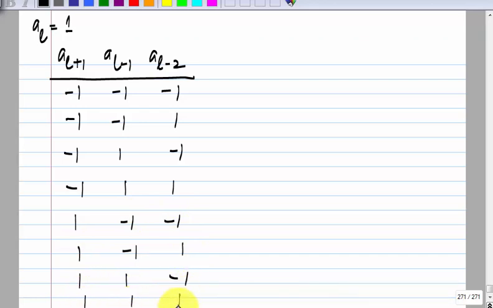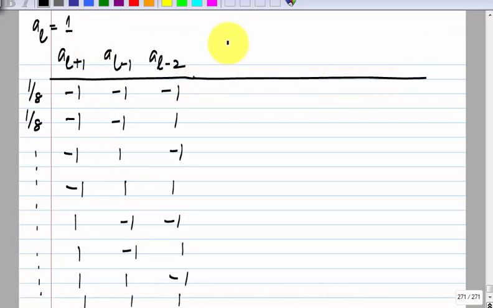Okay. And each of these possibilities, each of these patterns has a probability of 1/8, right? Because everything is independent and identically distributed. So, each of these has a probability of 1/8. Now, what is the received value in each of these cases? What will it be?